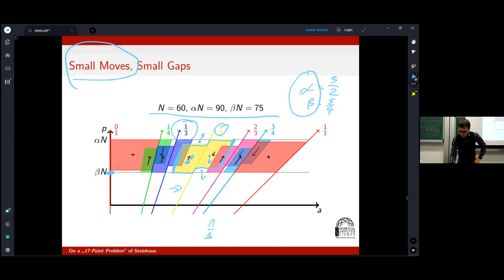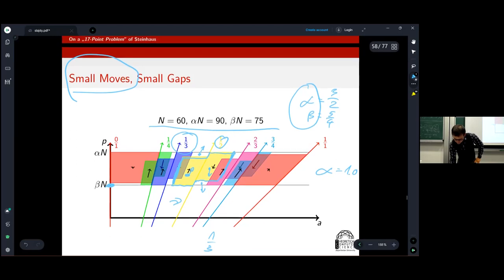Okay, so if I go to alpha, not good, because I eventually want to go there, and beta even smaller, I will need to consider more small moves, but it will be a constant depending on alpha and beta.